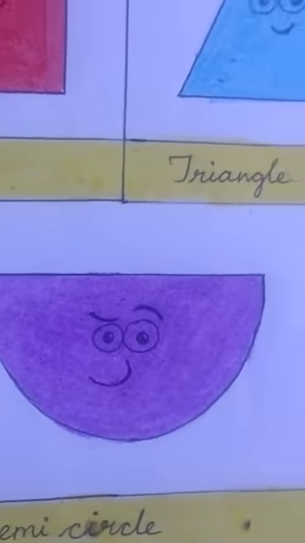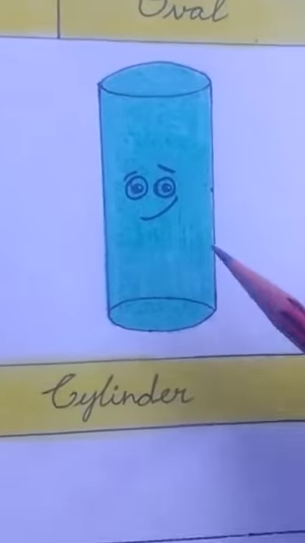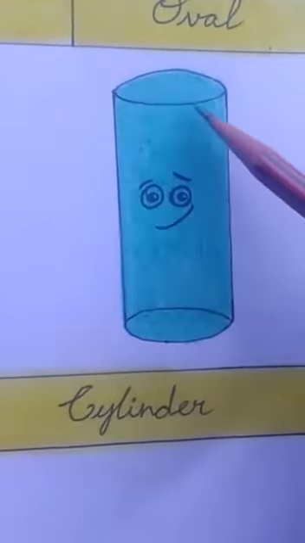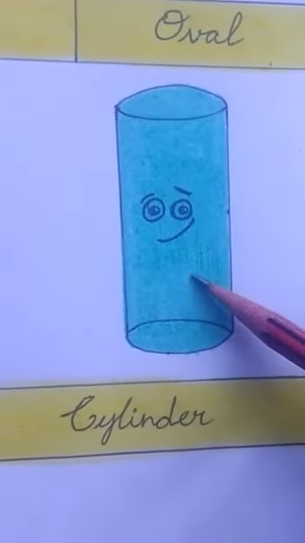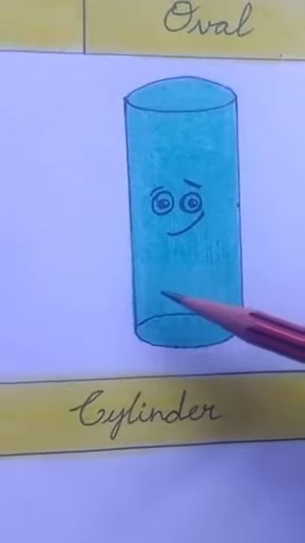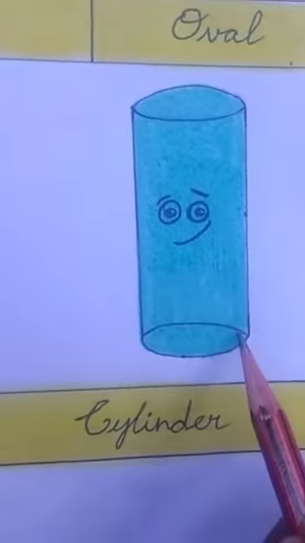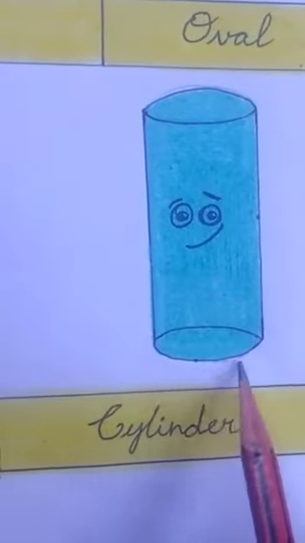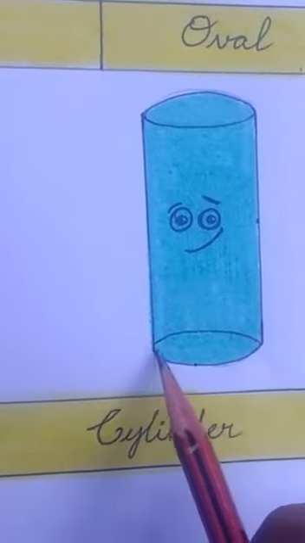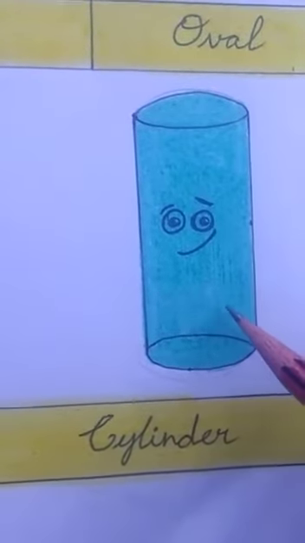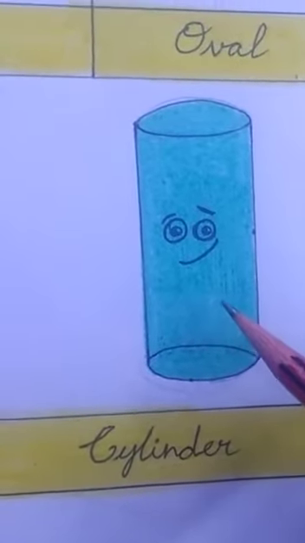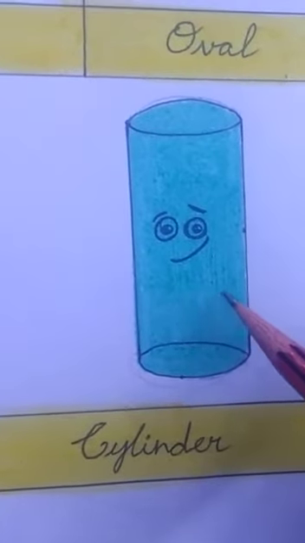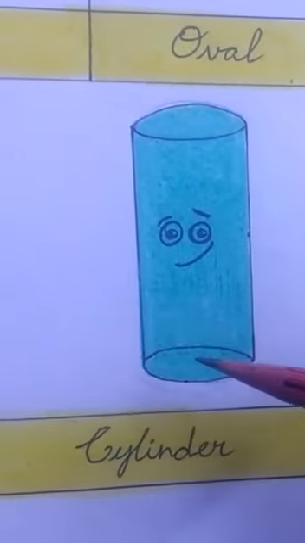Then finally, the last shape is cylinder. What is it? Cylinder. It is round in shape. It has circular bases. Look at this. The bases are circle in shape. Can you say an example for the cylinder? Yes, water bottle, candle and a coffee mug are cylindrical in shape.